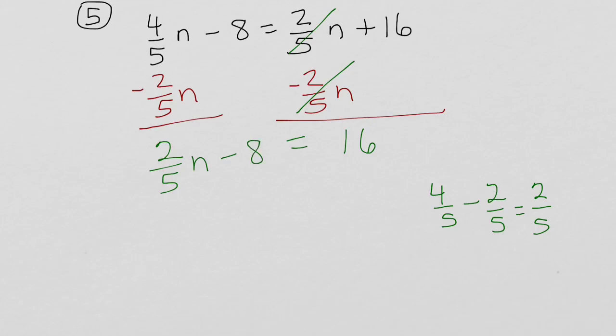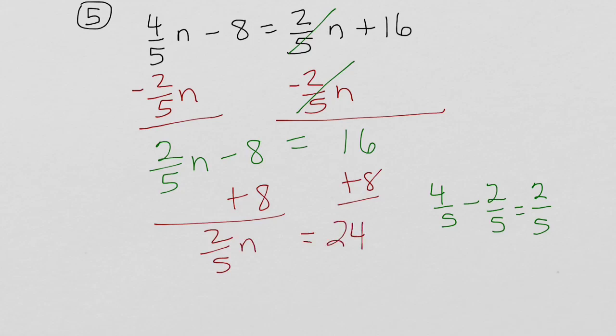minus 8. And now I want to get rid of that 8 that's on the same side as the variable, because my goal is still to isolate the variable. So I end up with 2/5 n equals 24. So now I got to get rid of this 2/5 on the left. I want it just to say 1n. So one way is to divide by 2/5, but dividing by a fraction is the same as multiplying by the reciprocal. So that's another sort of shortcut way of solving this.